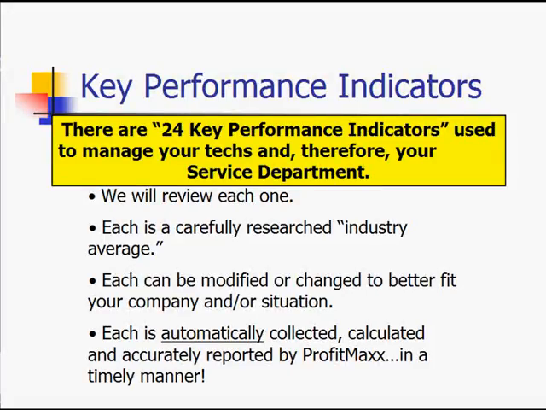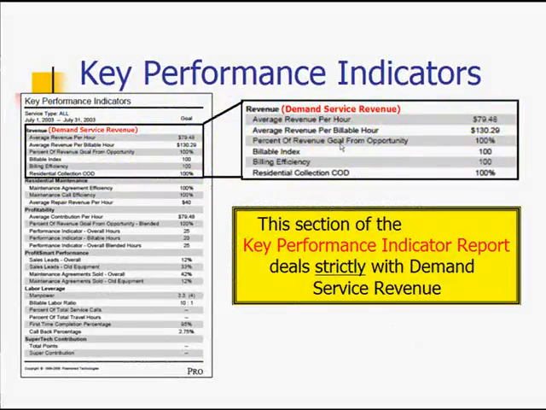To the left, you'll notice a report entitled Key Performance Indicators. These list all 24 key performance indicators within the ProfitMaxx software. You'll also notice that each one is in a section. The first section we've highlighted here is called Revenue, and this is the revenue for the demand service portion of your service department.